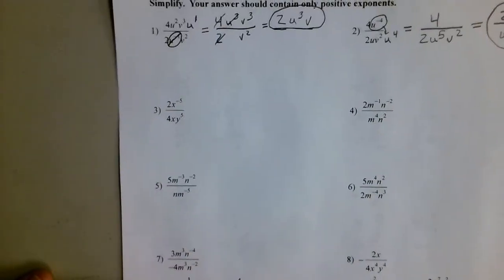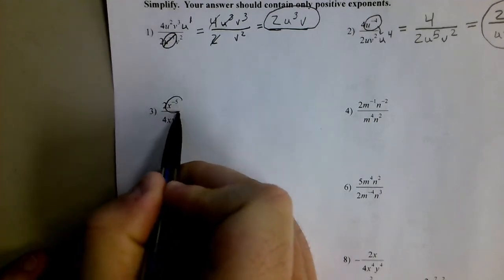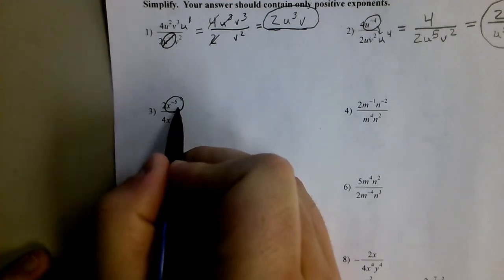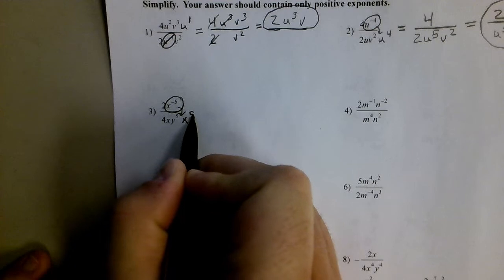Alright, let's go to number 3. Identify your negatives. So I just have this x to the negative 5th. It then transfers to the bottom, goes from the top to the bottom, and the exponent becomes positive.